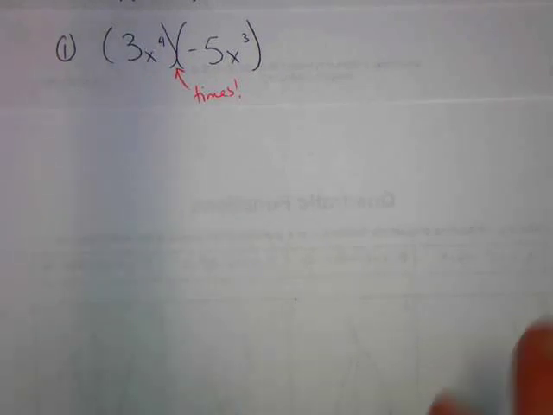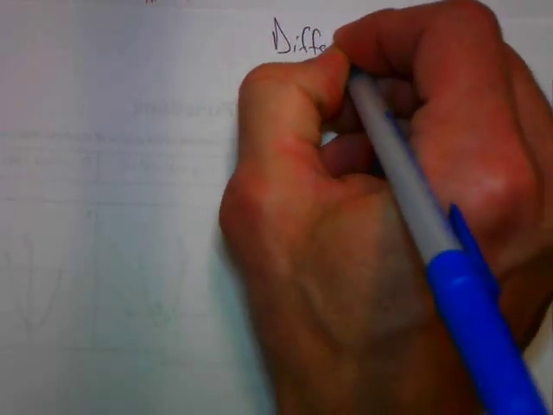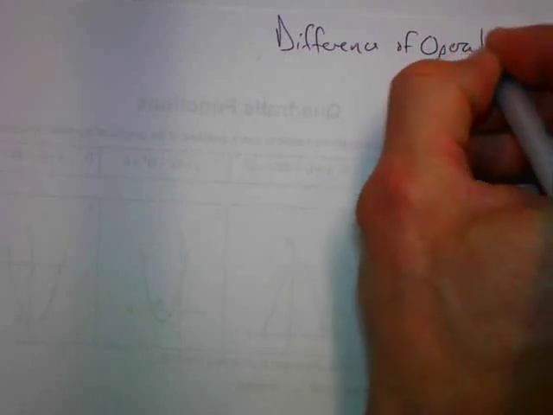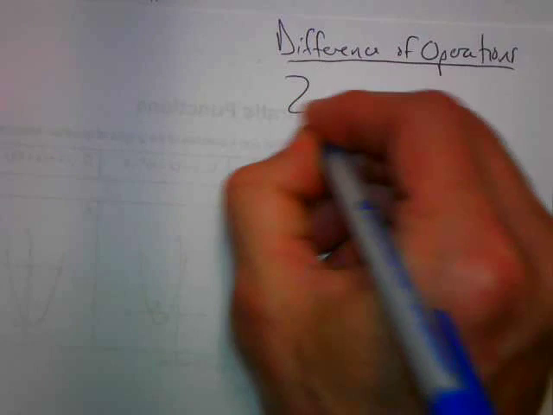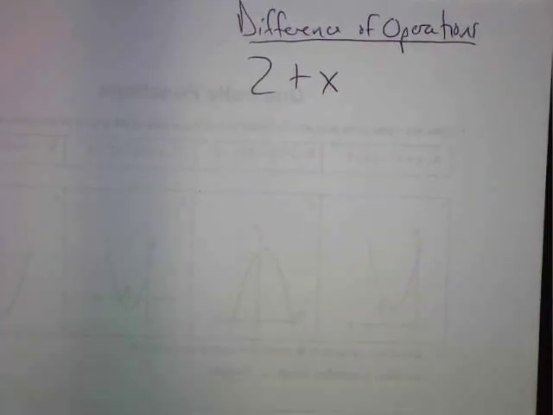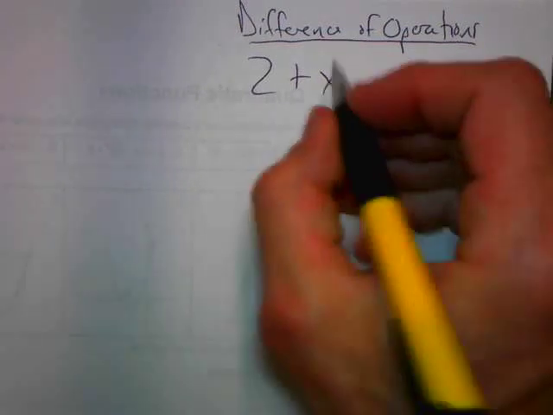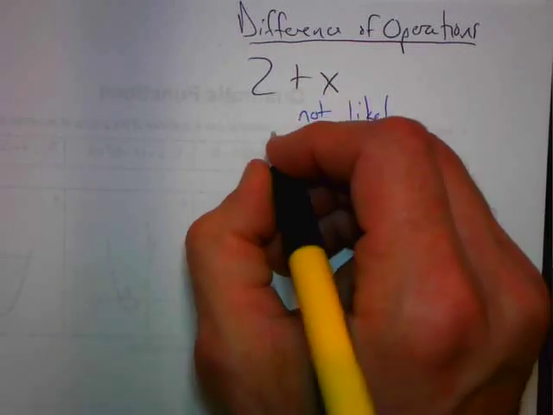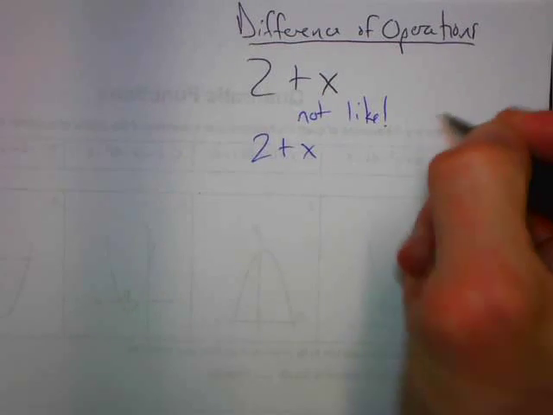So if I had an example, when I talk about the difference in operations, I'll give you something like 2 plus x. Right, and I'll say, okay, well, what is 2 plus x? And you would say, whoa, Mr. Katz, you're crazy. We cannot add them. They are not like terms. Okay, so they are not like. We cannot add them. So 2 plus x is 2 plus x.